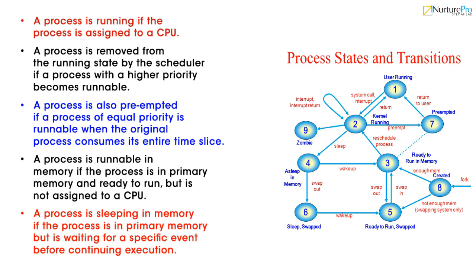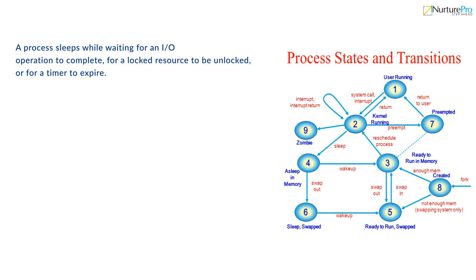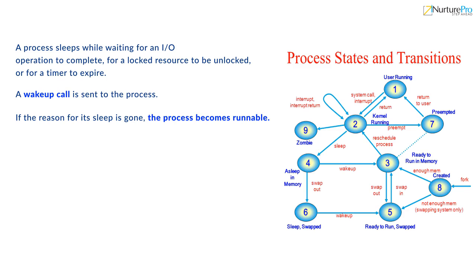A process is runnable in memory if the process is in primary memory and ready to run, but is not assigned to a CPU. A process is sleeping in memory if the process is in primary memory, but is waiting for a specific event before continuing execution. For example, a process sleeps while waiting for an I/O operation to complete, for a locked resource to be unlocked, or for a timer to expire. When the event occurs, a wake-up call is sent to the process. If the reason for its sleep is gone, the process becomes runnable.